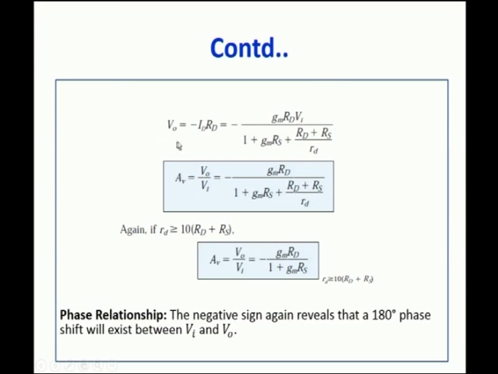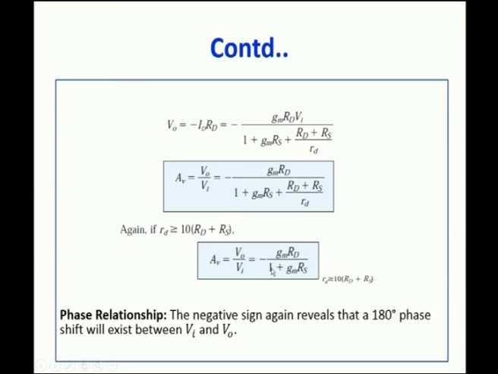Take this to the denominator on the left side and you will have an equation. If you assume the internal resistance RD is greater than 10 times of these two resistances, RD plus RS, then you can neglect this part, and you will get GMRD by 1 plus GMRS. The negative sign shows that the phase shift between the input and output is 180 degrees. So, this is the voltage gain of the FET in common source configuration.